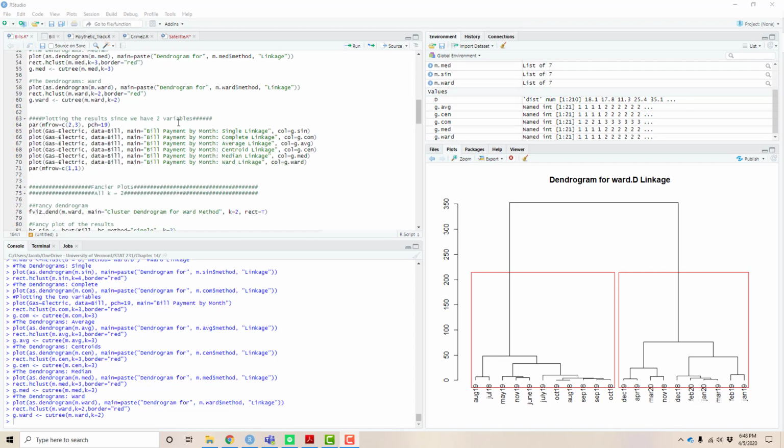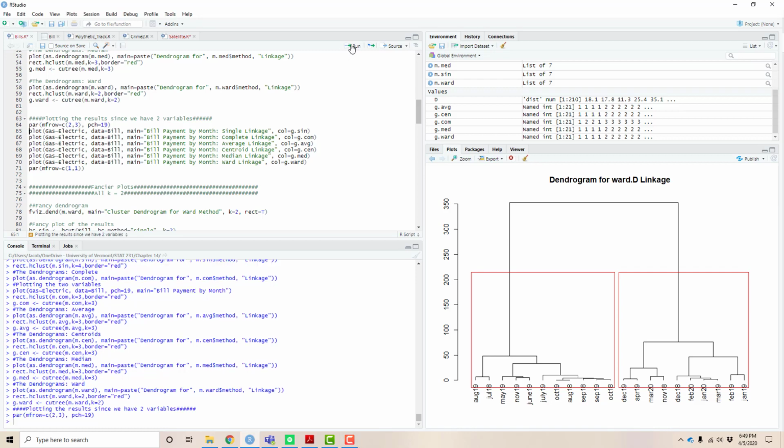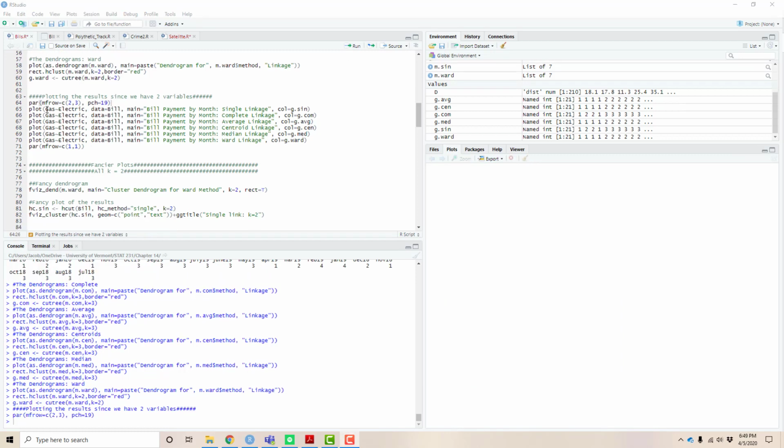And lastly, what you can do is plot the results and see how they group them. We have 6 different linking methods, so we'll have 6 different plots. This line is going to make the plots in 2 rows and 3 columns. I say PCH 19, so that way all the dots are filled in. Then you can use the same plot function that we did at the very beginning, feed it the same information.